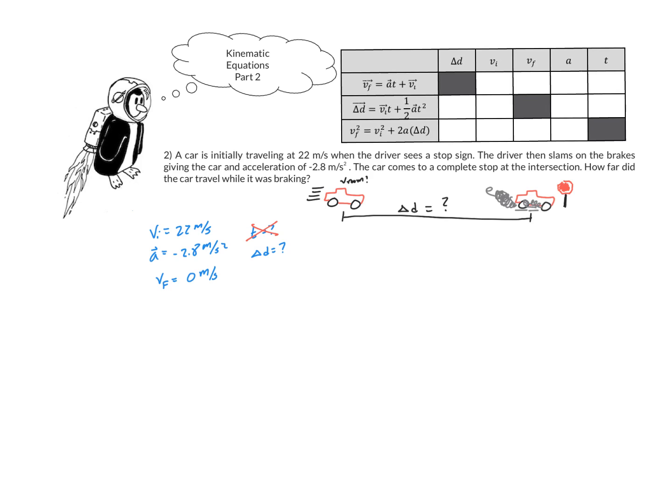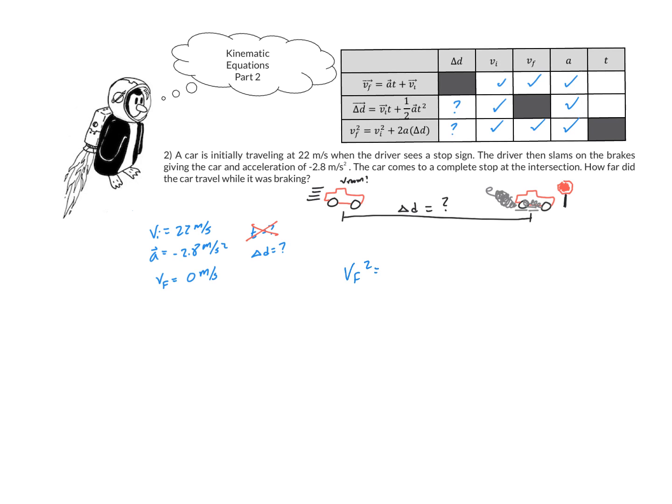So let's go through our grid. Initial velocity, check, check, check. Acceleration, check, check, check. VF, even though it's 0, we do know it, so check and check. So delta D is the only thing we're looking for. So you see how the last row is the only one that's fully filled out. So this is the equation we're going to use.